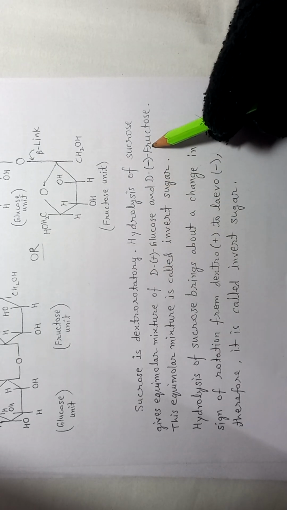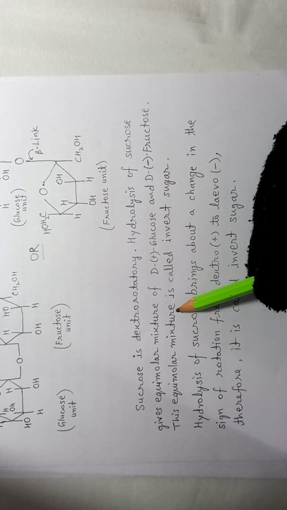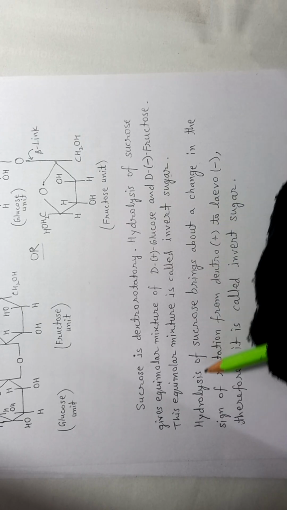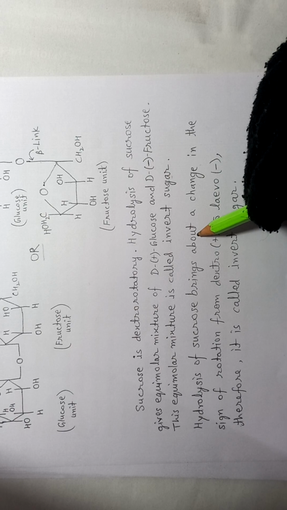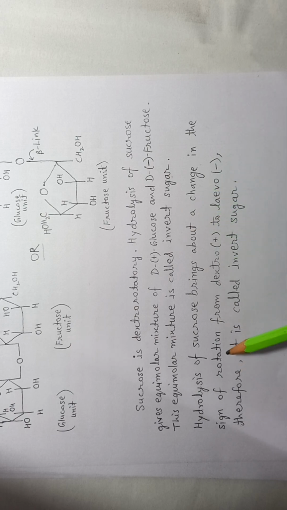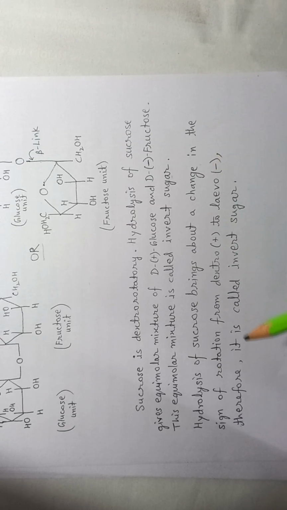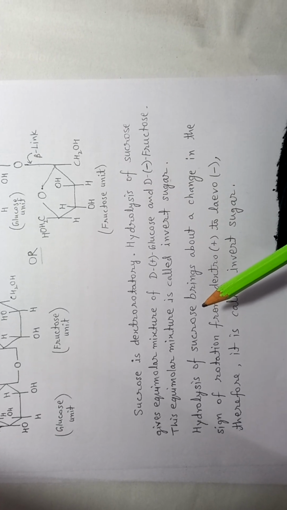This is an important point. We have the glucose unit and the fructose unit. This equimolar mixture is called invert sugar. Why is it called invert sugar? Because hydrolysis of sucrose brings about a change in the sign of rotation from dextro to levo, from plus to minus sign. Therefore this is called invert sugar. The substance we get is invert sugar, because the sign of rotation has been changed from the initial sign. Next question, students.